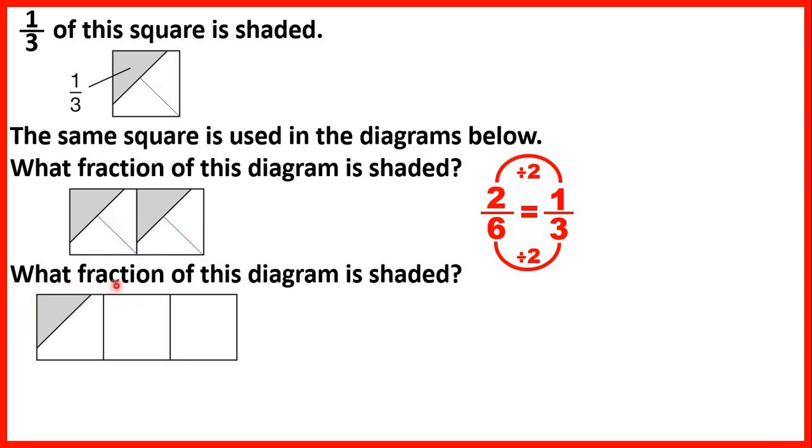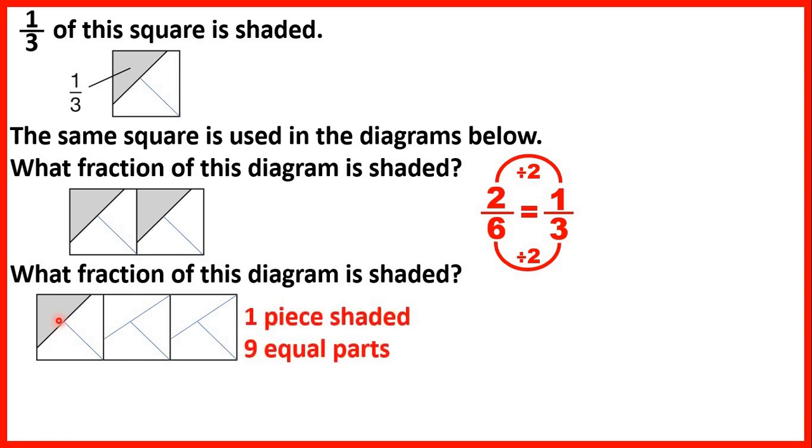Now, what fraction of this diagram is shaded? Again, we can split each of our squares in 3, because this shaded piece is 1/3 of 1 square. So now we have 1 piece shaded, but we have 9 equal pieces, 9 equal parts altogether, so our fraction is 1/9.